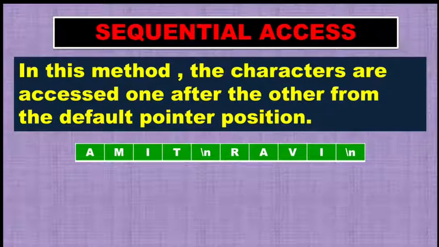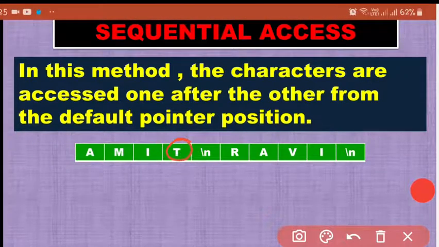In sequential access, the characters are accessed one after the other from the default pointer position. So you already know where you find the cursor in different modes, means their default position in the file. Okay, so in such a case, when you are performing sequential access, the characters can be accessed one after the other from the default position of the pointer. Now suppose you want to read the character T.